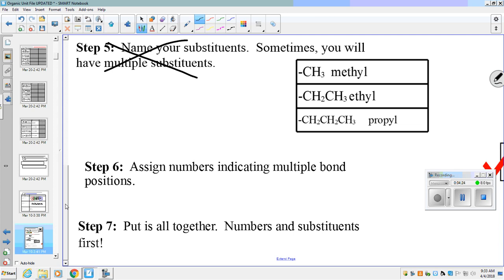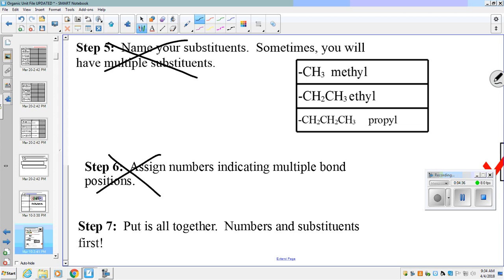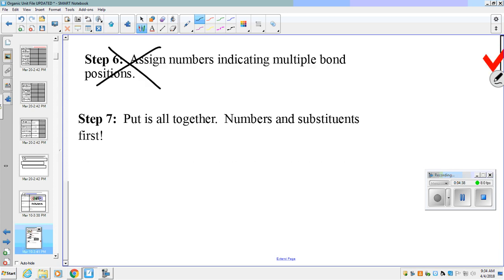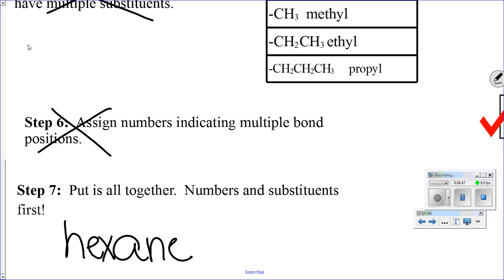So now we're going to make sure that we're actually going to be able to put the whole name together. We might have to sometimes tell people where there are things like double bonds. This particular molecule doesn't have any double bonds, no substituent groups, anything like that, so we're actually done. So now all we have to do is say, hey, my prefix is hex, my suffix is ane. This molecule is called hexane.